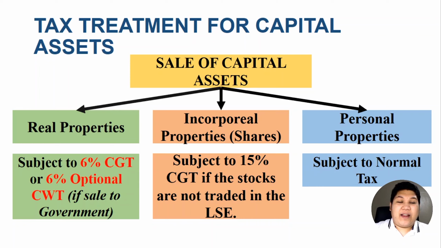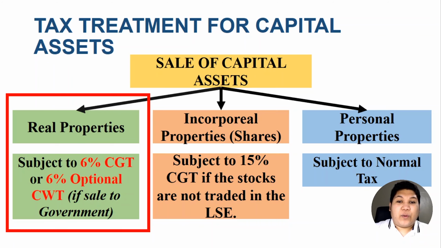So, there are three things that we should remember on how to treat capital gains. First, we need to know what kind of property is being sold. Is it a real property? Is it an incorporeal or personal properties? So in this video, we will focus our discussion on real properties alone. So those incorporeal properties and personal properties will be discussed in other videos. Okay? So I really hope that you would also watch those.